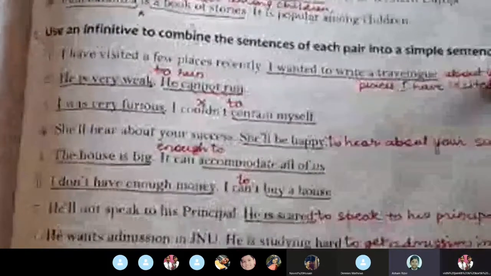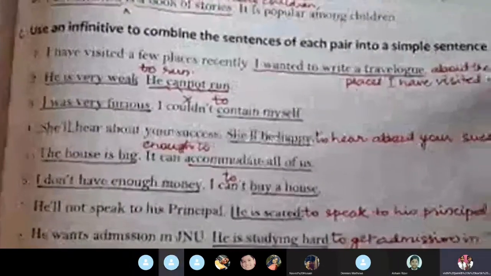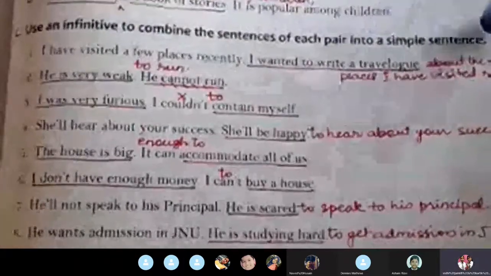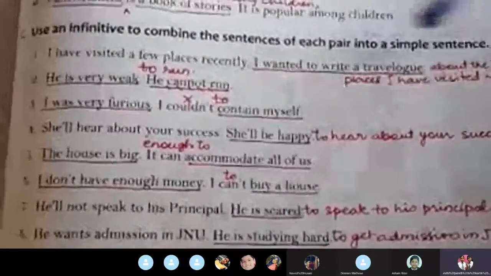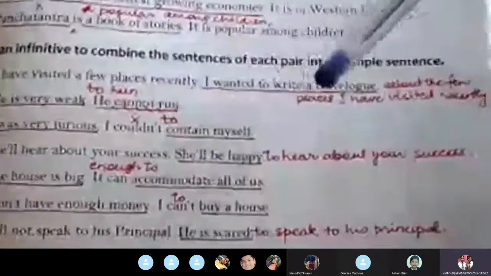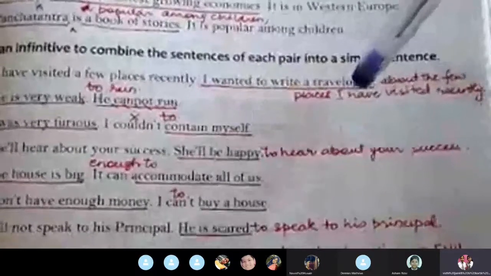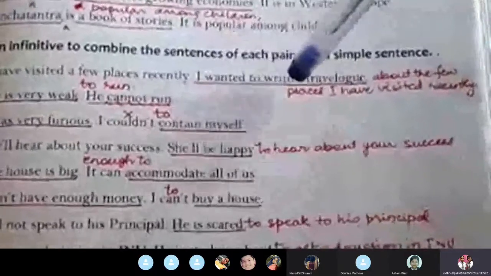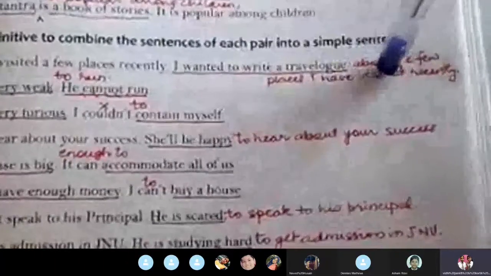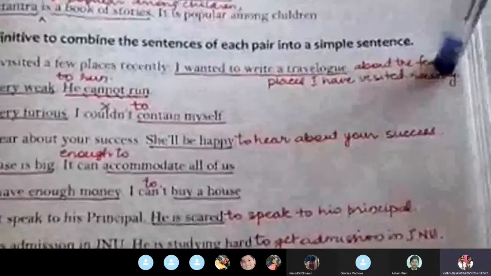Okay, ma'am. The exercise: Use an infinitive to combine the sentences of each pair into a simple sentence. Now, I have visited a few places recently. I wanted to write a travelogue. Answer: I wanted to write a travelogue about the few places I have visited recently.